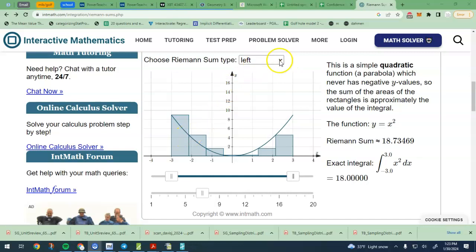So I'm going to explain it with the left-hand method first, but there's also right, middle, and trapezoid. The left-hand method says that I look at each interval. So I'm looking at like this. Can you guys see when I wiggle the mouse around? Like where the mouse is? Okay.